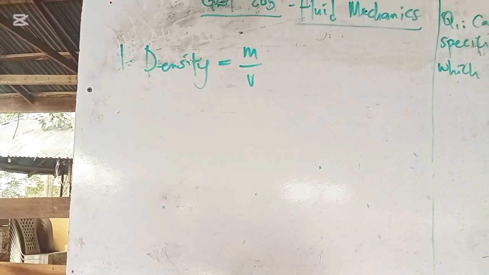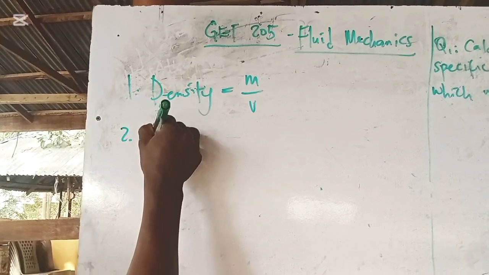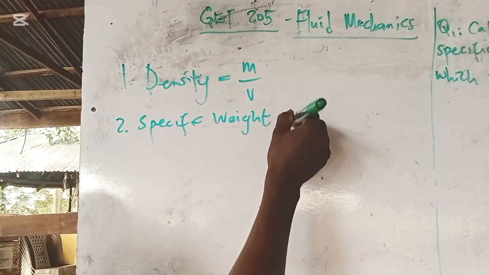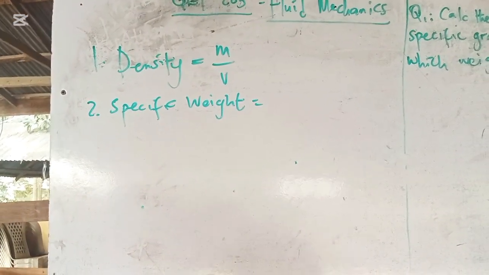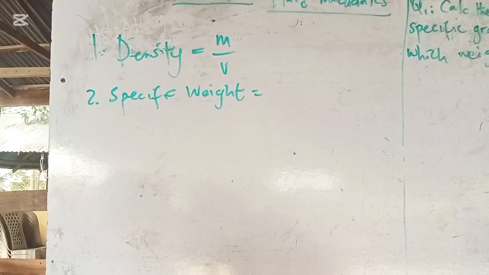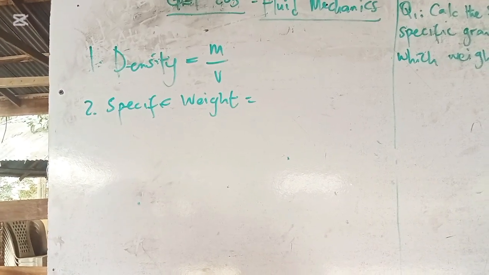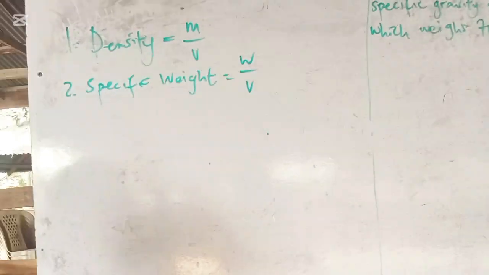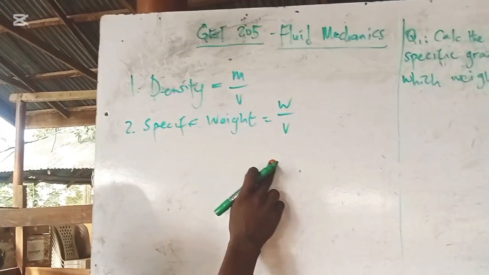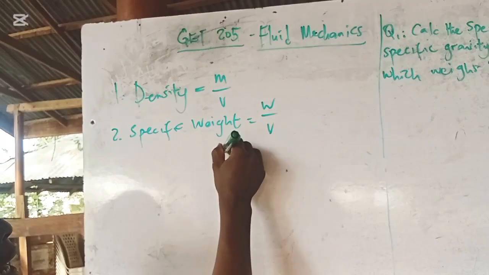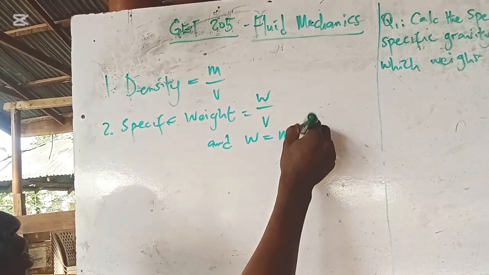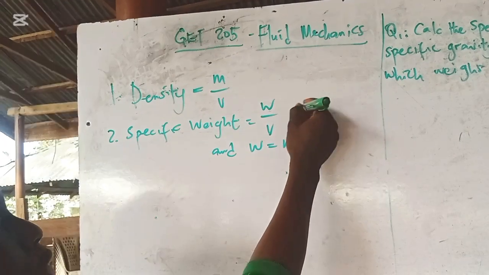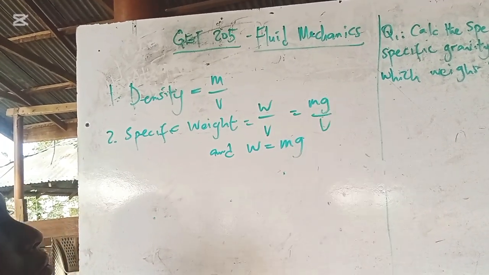The second property we are going to be looking at is specific weight. Specific weight is defined as the weight per unit volume of a substance, of a fluid. The weight per unit volume. And what is weight? Just W per unit volume. So that's weight over volume. And we all know that W is equal to mg, the mass multiplied by gravity. So you can just put that here and you have mg over V.